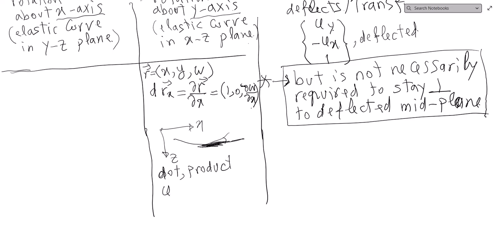phi y. The second component is 0, so phi x goes away, and the third component is dw dx. So the cosine of this is the angle that we have between these two. So I will call this gamma xz because we are in the xz plane. Okay.